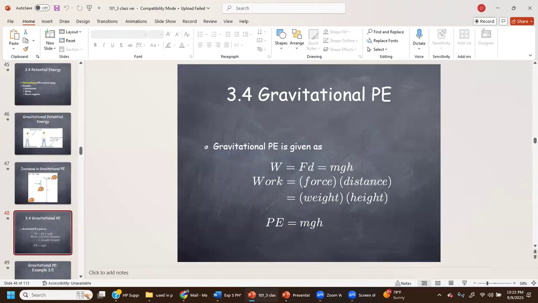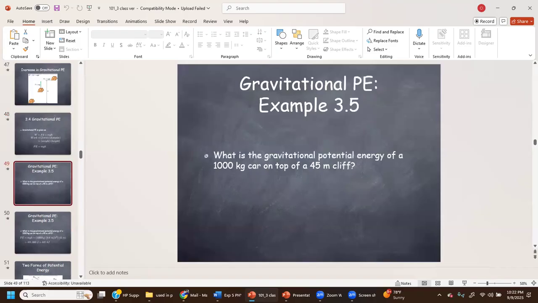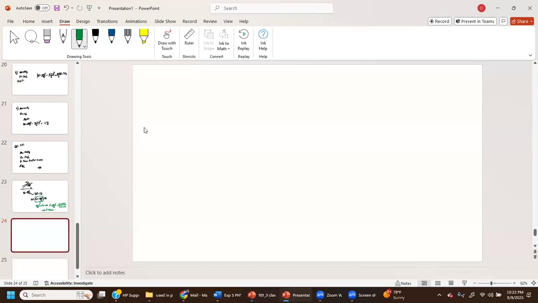So let's say we have a question. What is the gravitational potential energy of a 1,000-kilogram car on top of a 45-meter cliff? Let's go ahead. 3.5. Your mass is 1,000 kilograms, and your height is going to be 45 meters. And what are you looking for? You're looking for your gravitational potential energy.